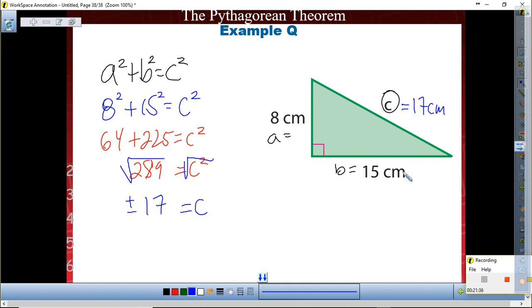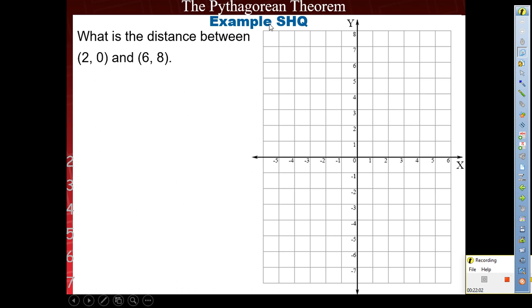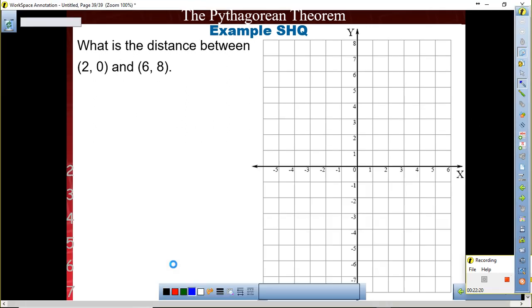How we doing? Good? Okay. Let's do one like your home plate tonight. Okay? So we got these, yes? If I give you the triangle, you got it, right? All right. Get your graph paper in front of you, the big one. And at the top left, copy this down. Example, Shazam Q. And it's, what is the distance between 2, 0 and 6, 8? I forgot to put a question mark there.